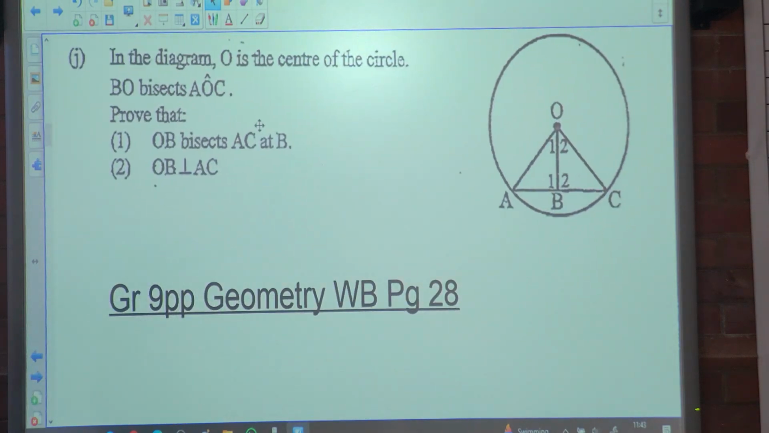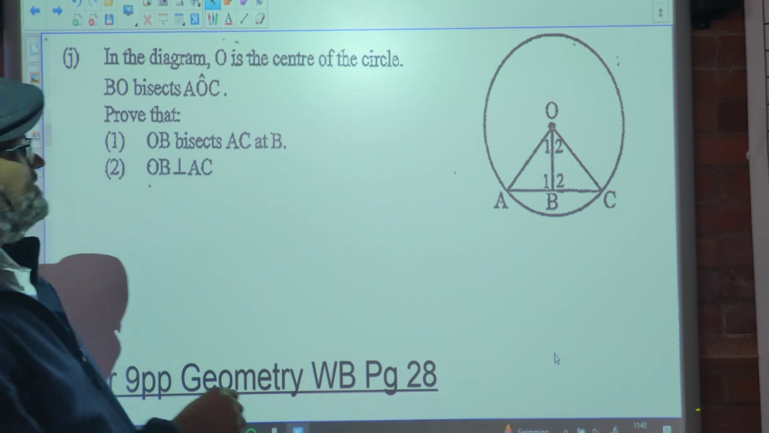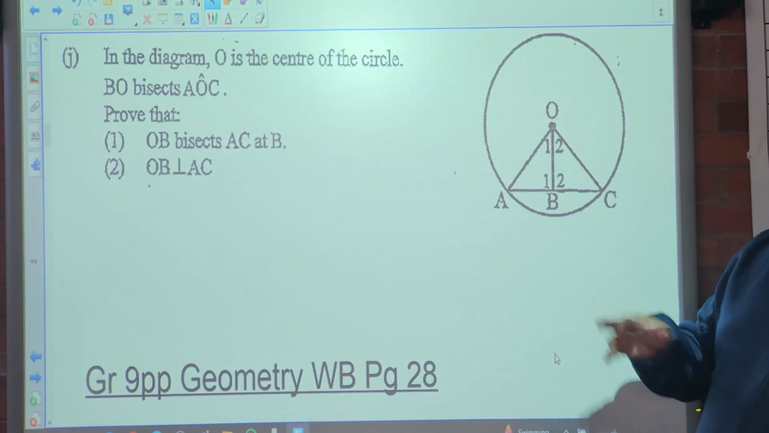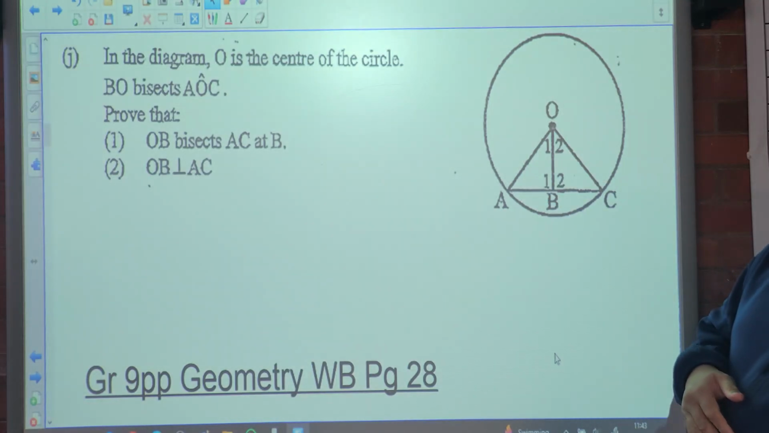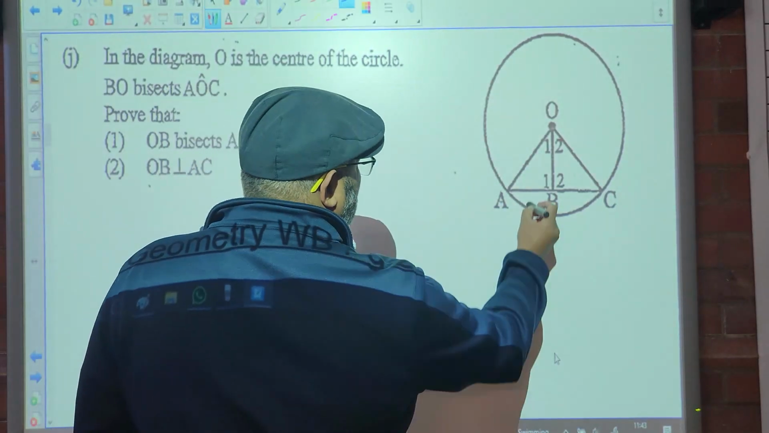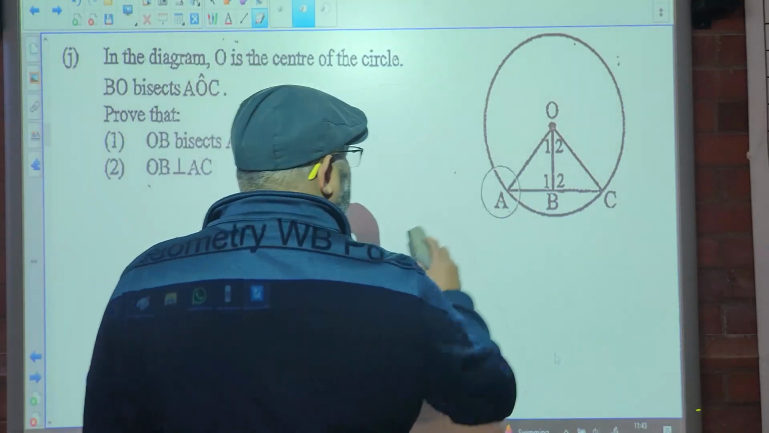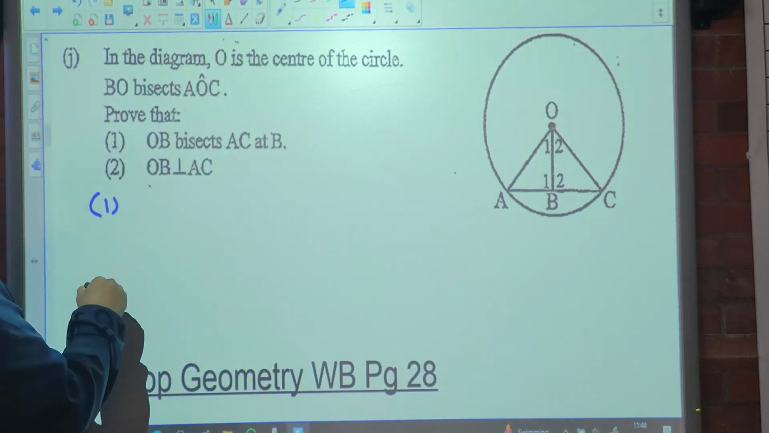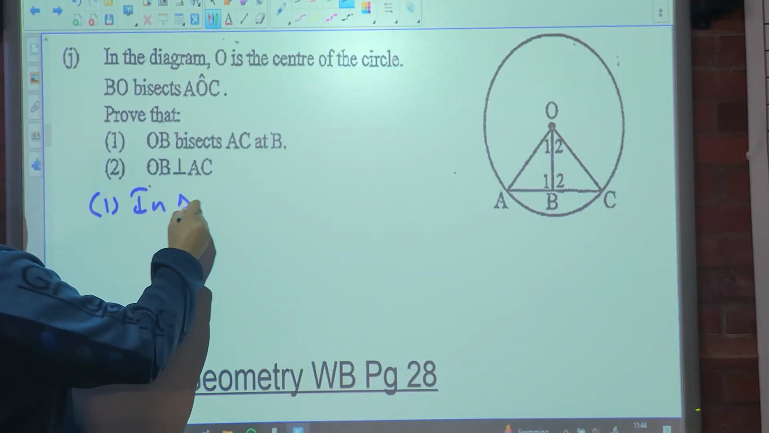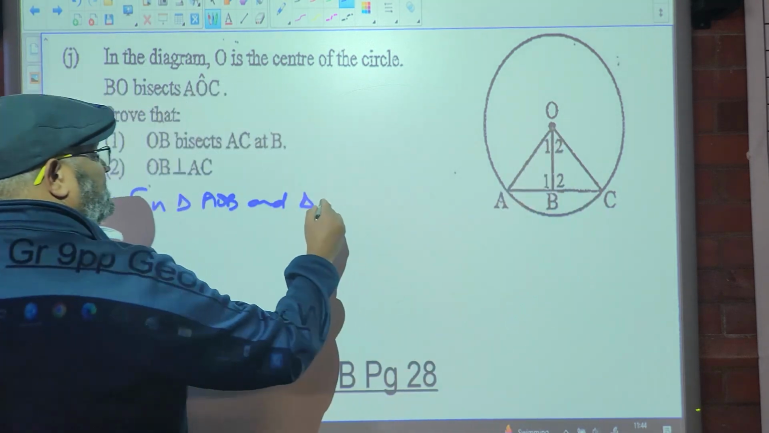Jamie. In the diagram, O is the center of the circle. BO perpendicular to AOC, BO perpendicular, which means to say O1 is equal to O2. Prove that OB bisects AC at B. We must prove that this length is equal to that. Okay. So how are we going to prove that? By using congruency. Yes. So what do we say? In triangle AOB and triangle COB.